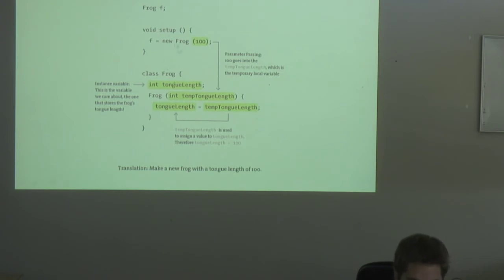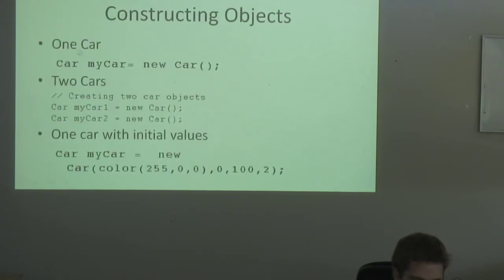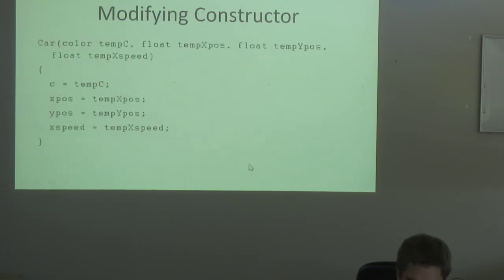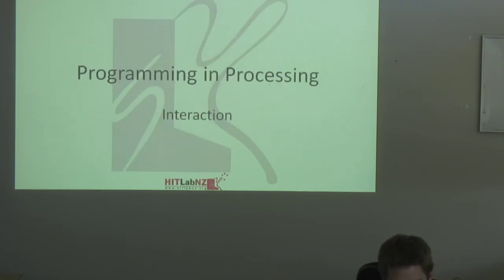This is an example from the Processing website. So we have a frog, and when we call the constructor, so new Frog, we pass in any arguments, and it will try to find a matching constructor. We're passing an int, and it's found a constructor which takes an int, so it will set that. So creating a car, my car, creating two cars, my car equals car 1, my car equals car 2, one car with initial values. We've seen all this. Modifying the constructor, we've just seen that.